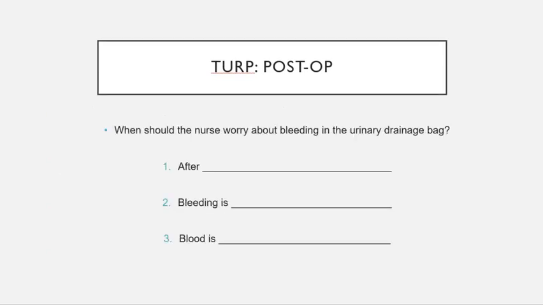When should the nurse worry about bleeding in the urinary drainage bag post-op for a TURP procedure? First, we want to worry after 24 to 36 hours. Second is if the bleeding is increased. And third is if the blood is bright red.